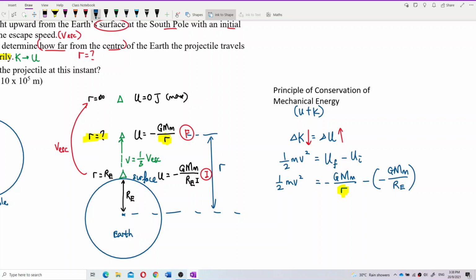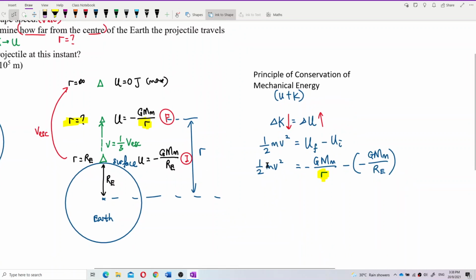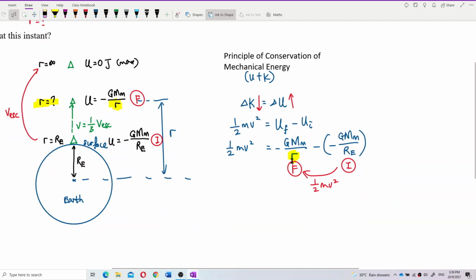Okay. So the kinetic energy has caused the change in the potential energy from initial to final. Remember, this is the initial, and then this is the final position. Yeah, it is the kinetic energy that causes the change from initial to final, all because of the escape velocity, all because of the kinetic energy. Understand? We want to find the R here.